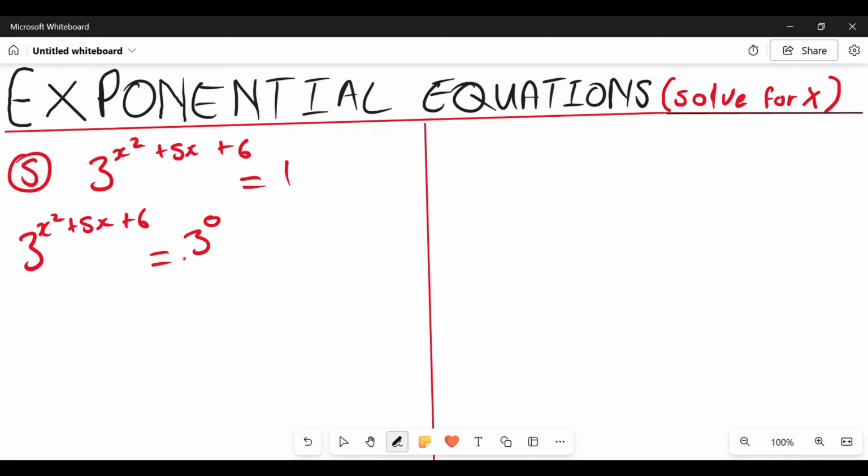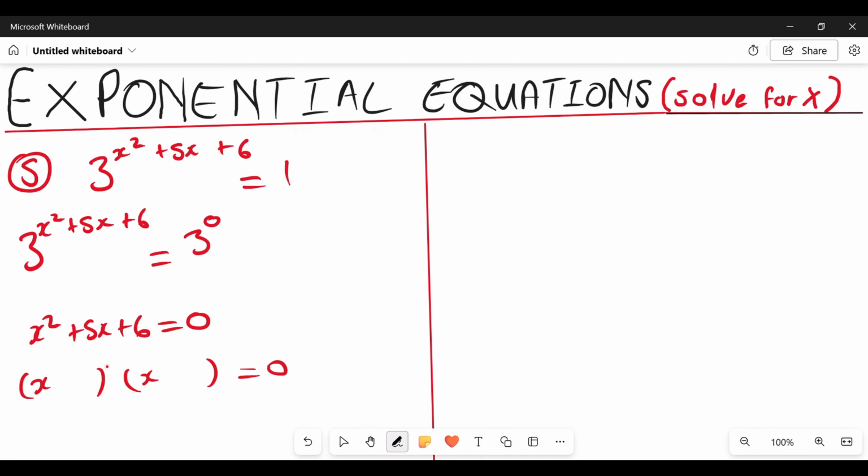Now, since the bases are the same, we can equate the exponents. So we have x squared plus 5x plus 6, all this is equal to 0. This needs us to factorize. So let's factorize. Remember, when we factorize, we need to find the factors of x squared. So we can say x and x, they are the factors of x squared.